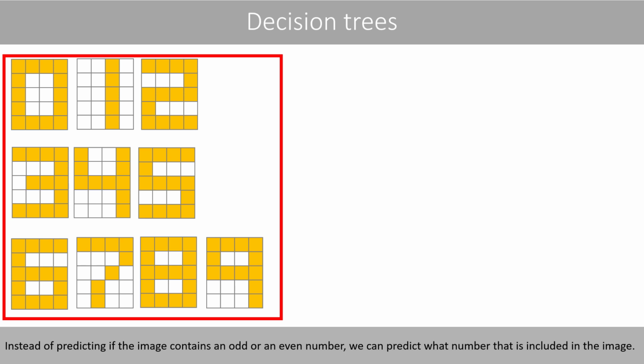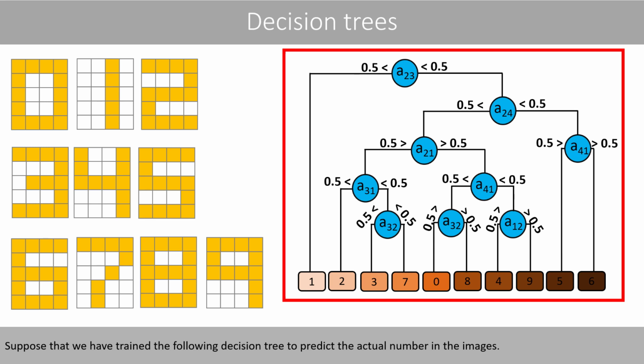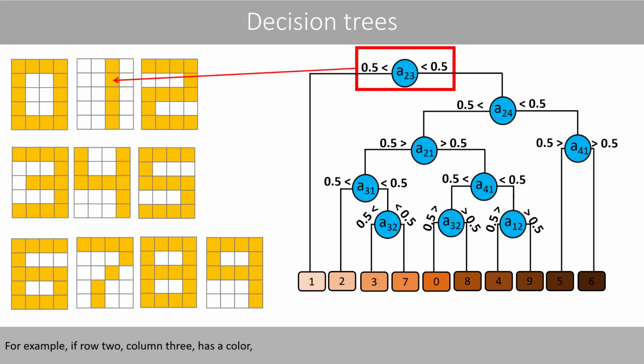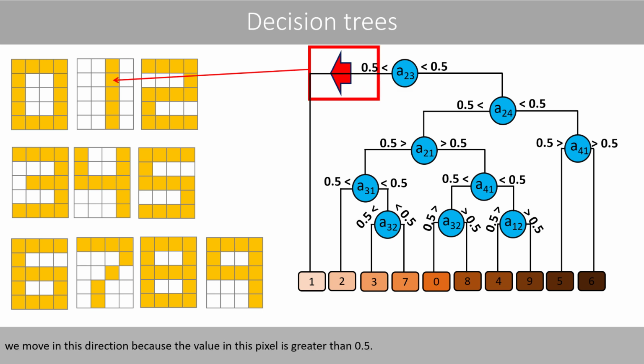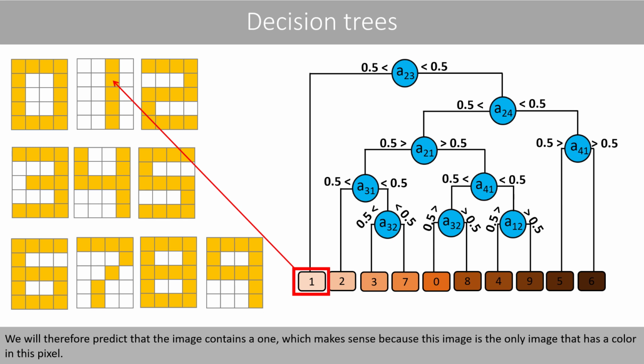Instead of predicting if the image contains an odd or an even number, we can predict what number that is included in the image. Suppose that we train the following decision tree to predict the actual number in the images. For example, if row 2, column 3 has a color, we move in this direction because the value in this pixel is greater than 0.5. We will therefore predict that the image contains a 1, which makes sense because this image is the only image that has a color in this pixel.